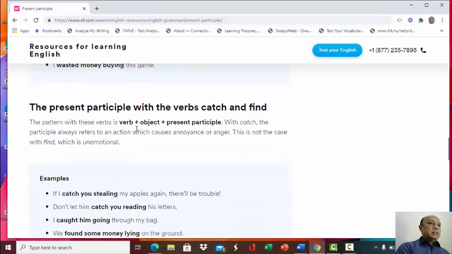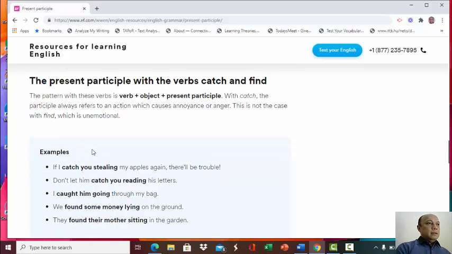The present participle can also be used with the verbs catch and find. With catch, the participle always refers to an action which causes annoyance or anger. So this is not very good, yeah? When you use the word catch, what follows is actually something that you do not find desirable, something that you do not find good, something which is rather annoying. Yeah? This is not the case with find. Find doesn't carry this meaning. It is in fact unemotional.